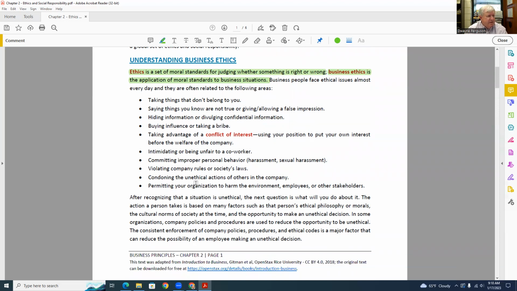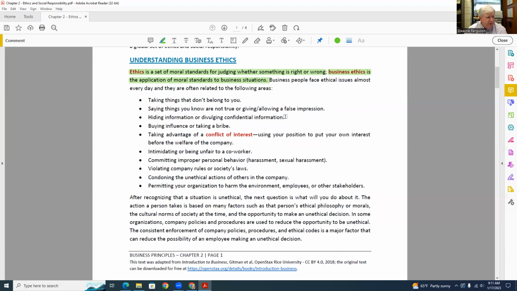I listed a few things that could give you trouble ethically in a job. Things like taking things that don't belong to you. That could be a crime, where a person actually steals something. But it could be something like, what about using company equipment at home? Or what about stealing company time? So it could be things that are not as obvious as stealing would be.